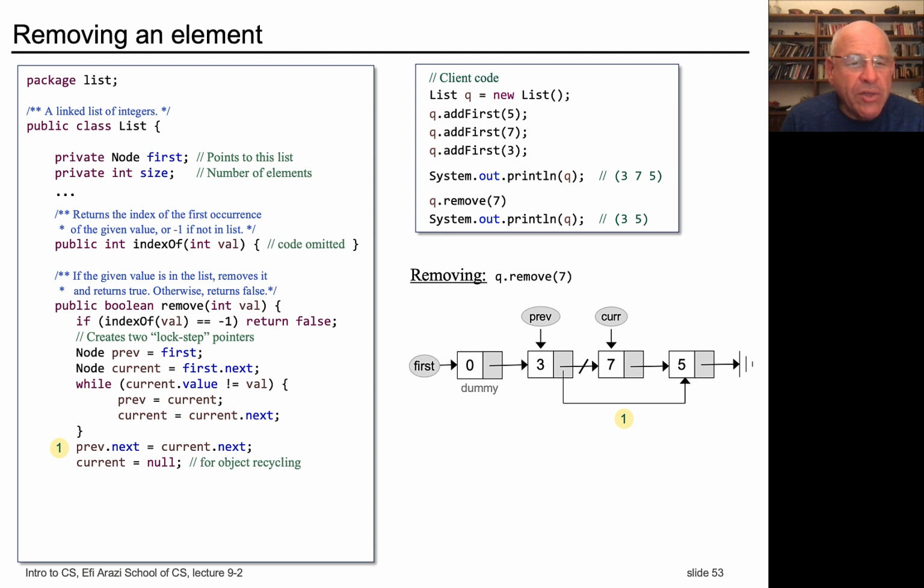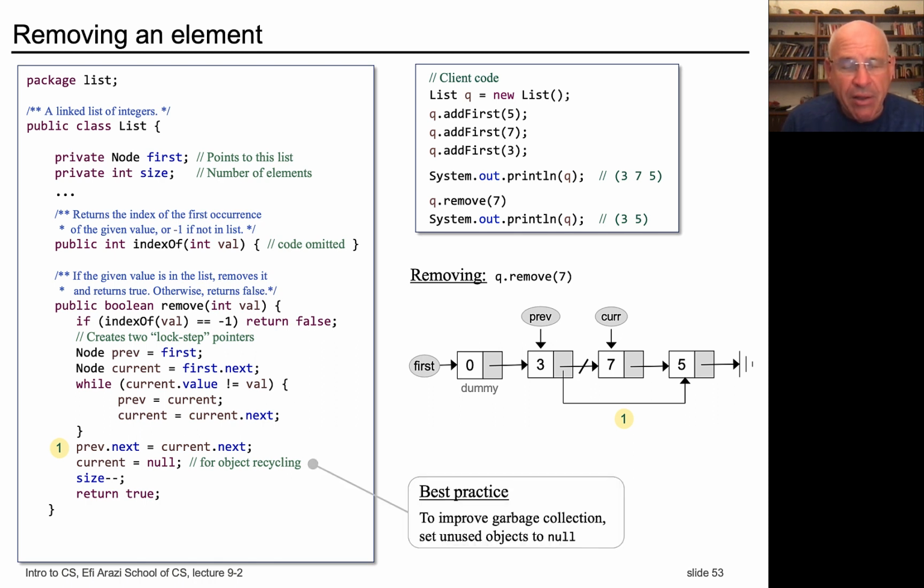All right, then I do something that looks a little bit strange. I do current equals null. And you may ask yourself, why in the world do I want to do it? After all, current is out of play. I will say a few words about it in a minute. But then I also have to do size minus minus because I removed an element from this list. So this list has one less element. And finally, I return true because I managed to delete or remove the element. And that's the end of the story.